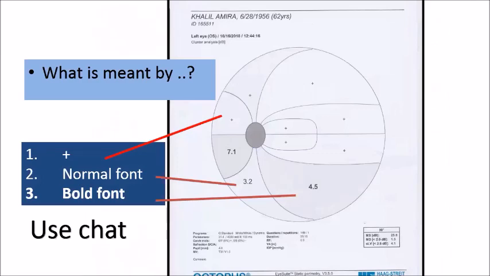Now, I'm going to show you this field. It's an Octopus field. I received it here in Egypt, and I get this. So, can anybody tell me what is the meaning of the plus? What is the meaning of -3.2 in regular font, or the meaning of 4.5 in bold font? Maybe I can make things easier for you.